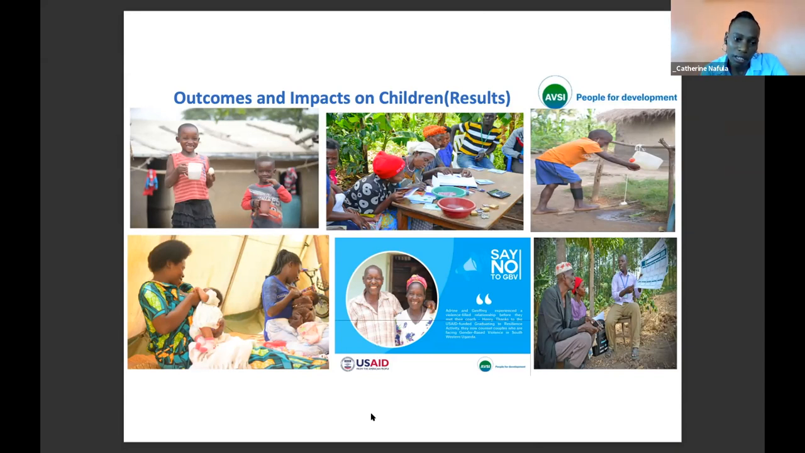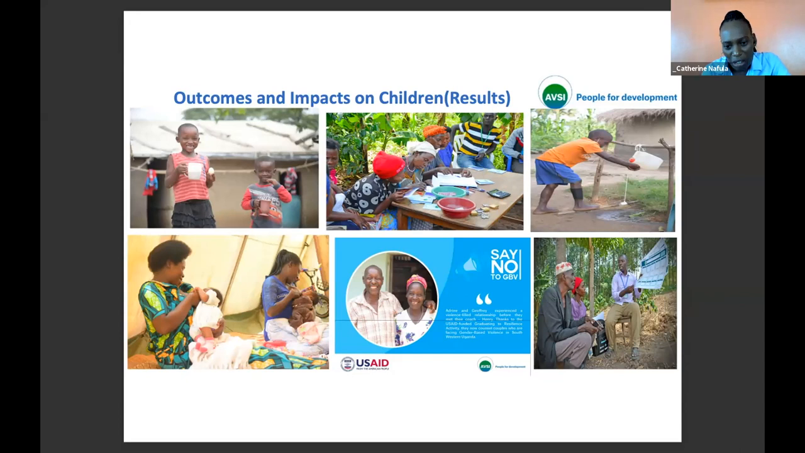Then at the bottom, we have two ladies who are breastfeeding their children because of the interventions that have been made, because of the coaching topics that have been availed to them on the importance of breastfeeding. We find the mothers embracing the topic, and this has changed over time. The children are able to grow healthy, and in some of these cases, the malnutrition cases have tremendously decreased.